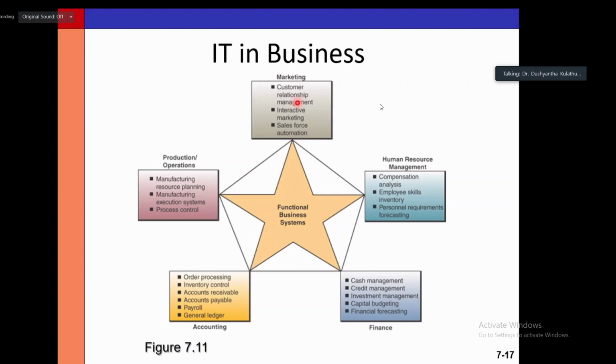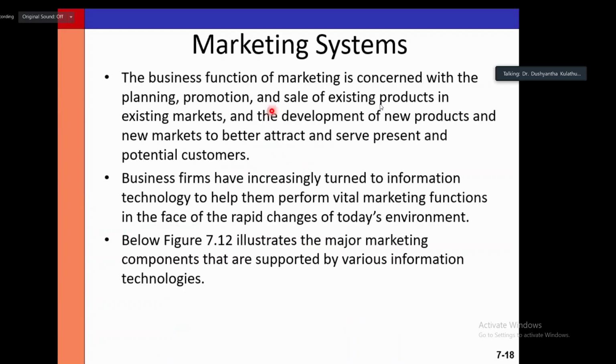So we are going to look at these functions separately, one by one, as we move forward. We'll start with the marketing one. You may have marketing systems used within the organization, especially designed for the marketing function. The business function for marketing is concerned with the planning, promotion, and sale of existing products in existing markets, and the development of new products and new markets to better attract and serve present and potential customers.